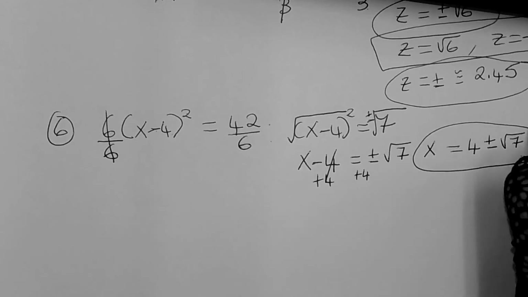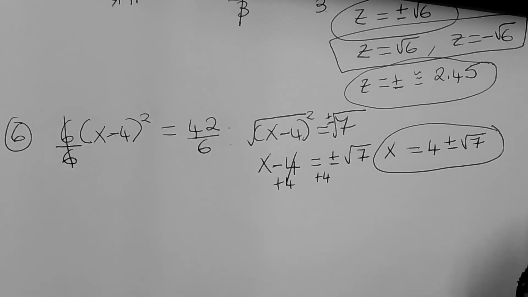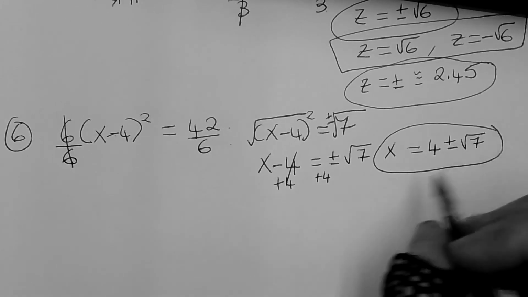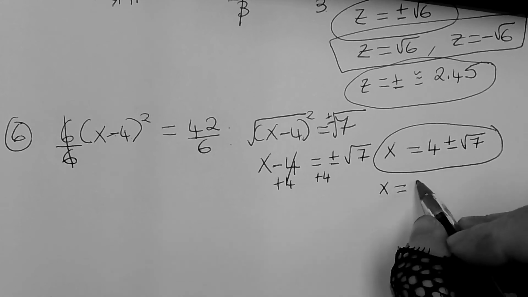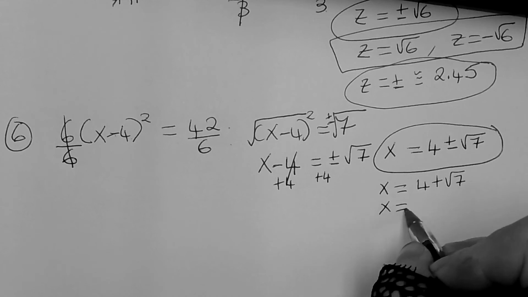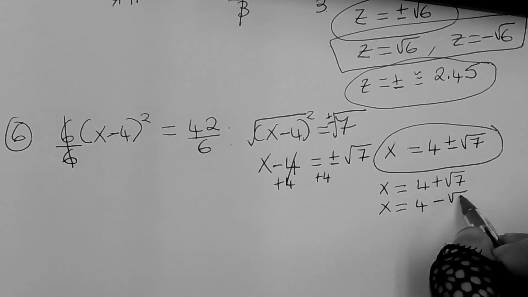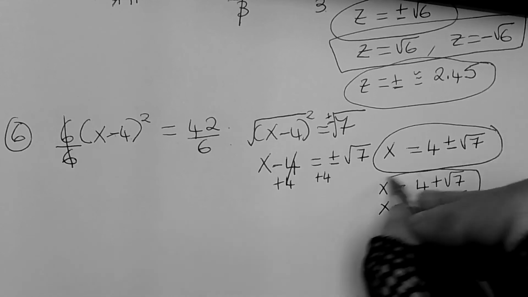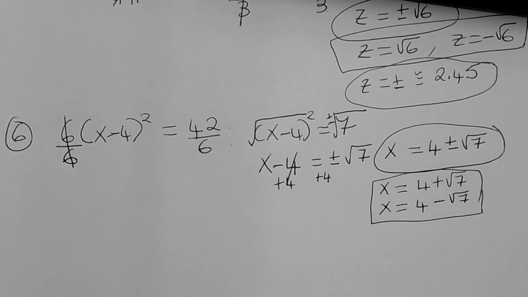And that is absolutely fine. There's 2 solutions. Or you can write them out: x = 4 + √7, and x = 4 − √7. You'll see it both ways in books. They mean the same thing. So if you see them written in different ways for homework or on a quiz, you know they mean exactly the same thing.